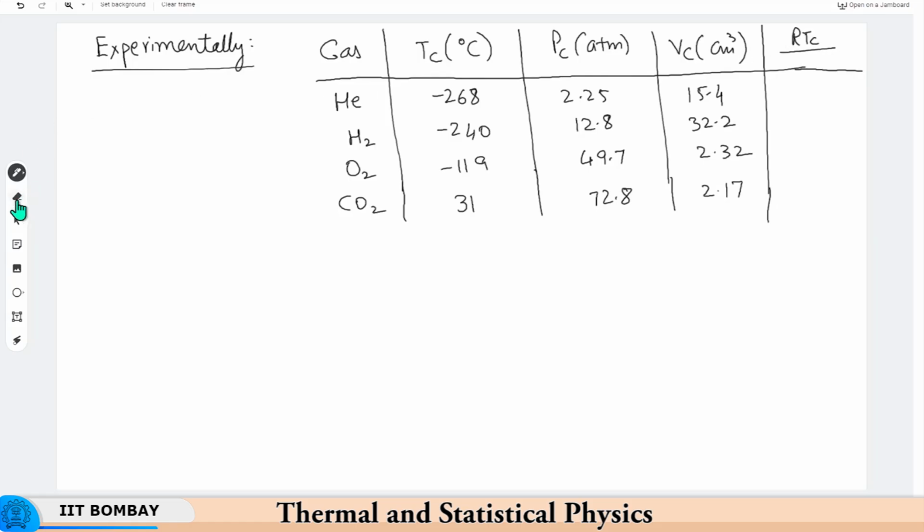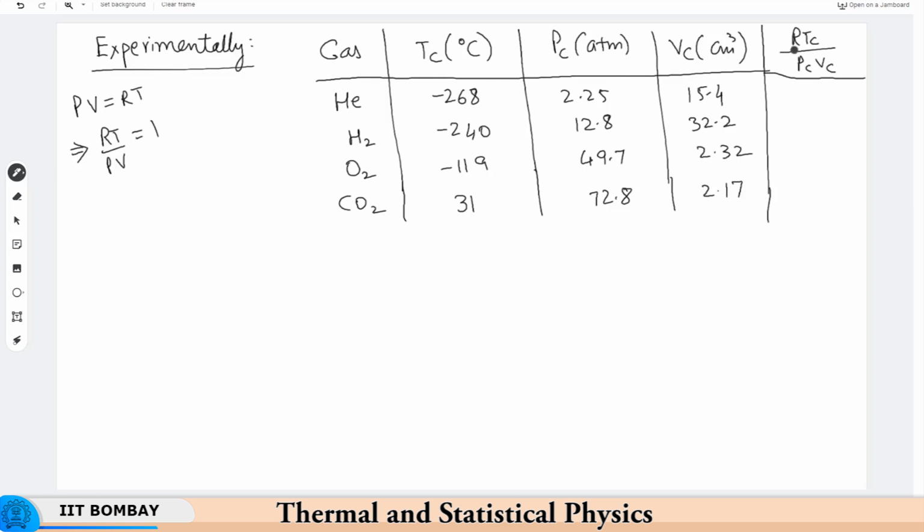by PCVC, right? And the reason we are doing this is because from the ideal gas equation we know that PV equals RT. So for any pressure, volume, or temperature, PV by RT should be equal to 1, right? Or RT by PV should always be equal to 1, no matter what the values of pressure, temperature, or volume are, right? But now experimentally we can calculate these values.